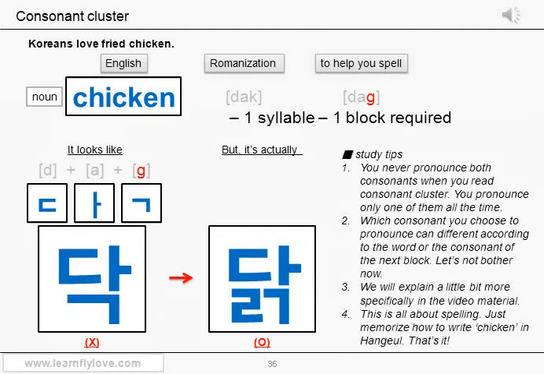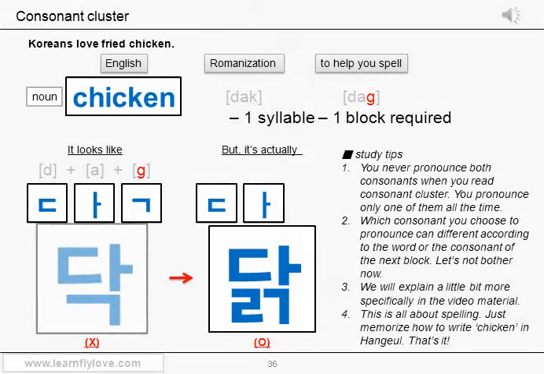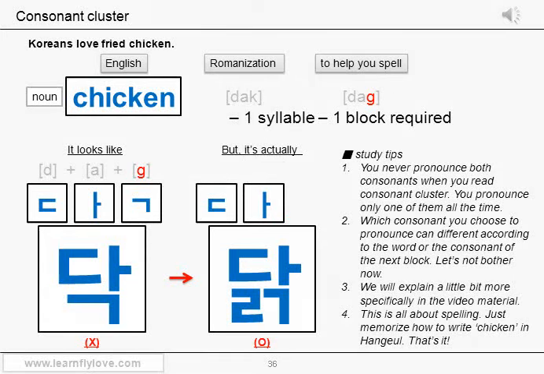The next word is chicken. This word has a consonant cluster as a final, so we need to take a closer look at it. Let's hear the sound first. 닭, 닭. It sounds like it has a d sound as an initial and a vowel as a medial and g or k sound as a final. But actually, it has l and g consonant together in the final. Strange, isn't it? This is a consonant cluster.